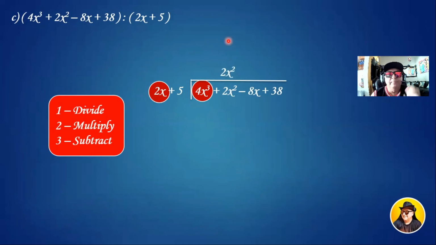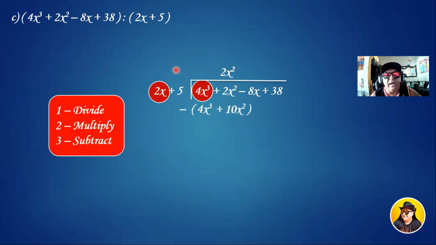Now step 2, multiplication. So let's multiply. 2 times 2 is 4. X squared times x is x cubed. So I have 4x cubed. Step 3 is subtraction. So the sign is already here. Okay, let's multiply. 2x squared by plus 5. Well, plus and plus is plus. 2 times 5 is 10. X squared. So I have plus 10x squared.